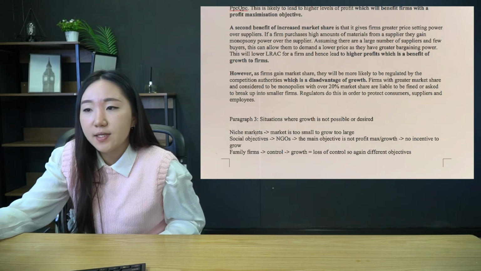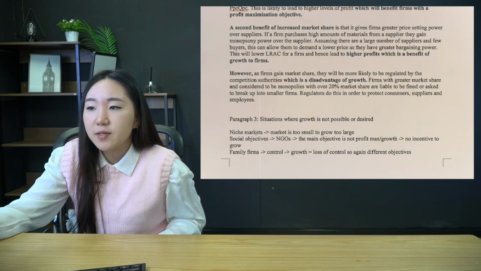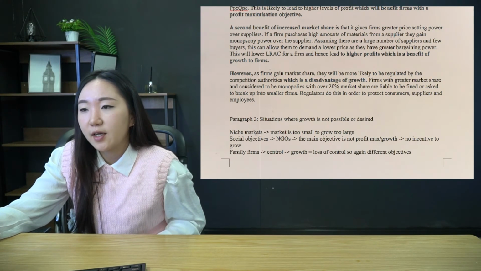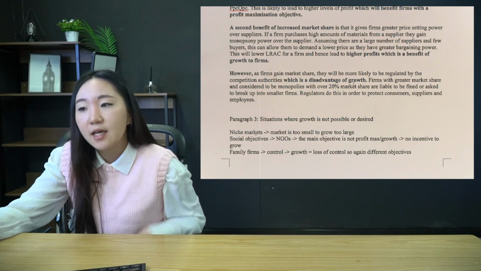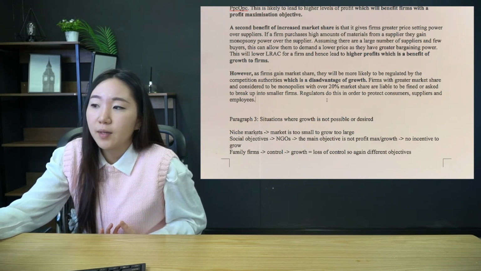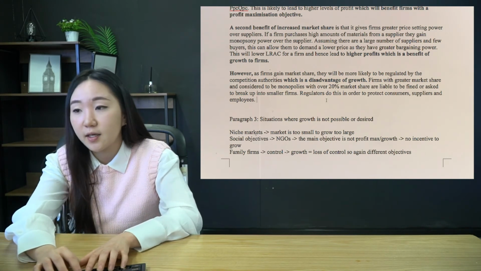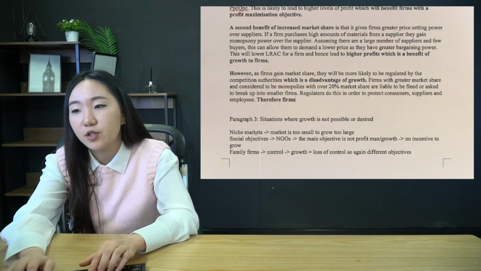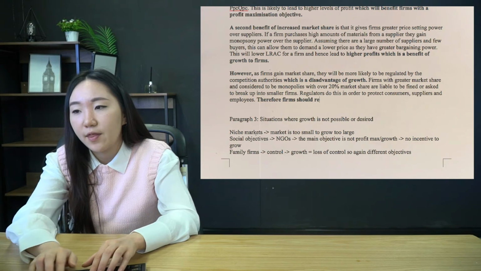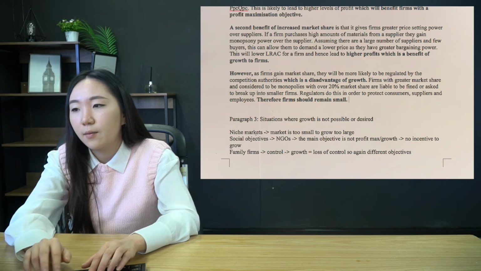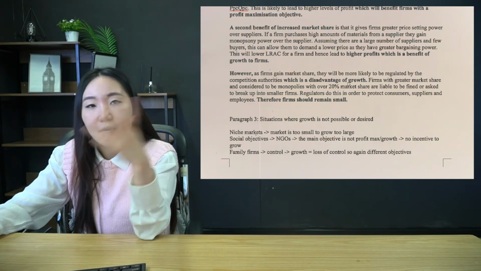Okay, and then here's the opposite that I've put here. As firms gain market share, they will be more likely to be regulated by competition authorities, which is a disadvantage of growth. Again, sandwiching it, you know, well, I should really add something in here, shouldn't I? Therefore, firms should remain small, something like that. But anyway, yeah, so sandwich it again.